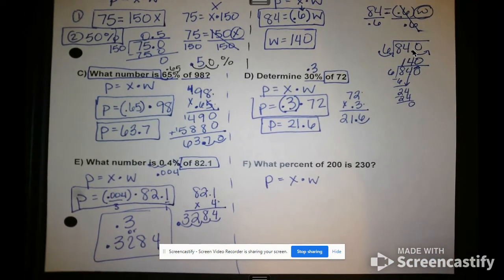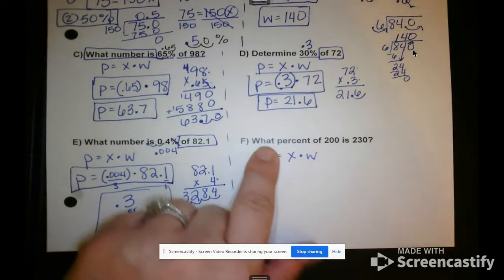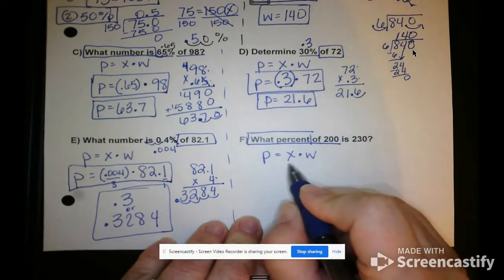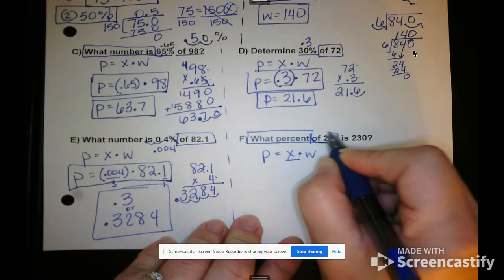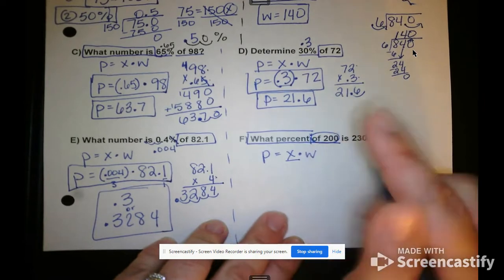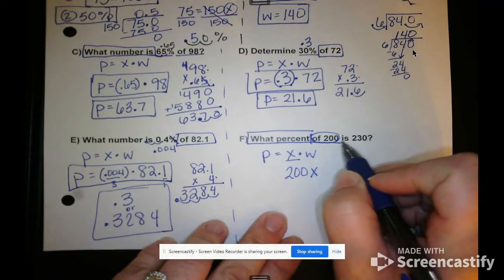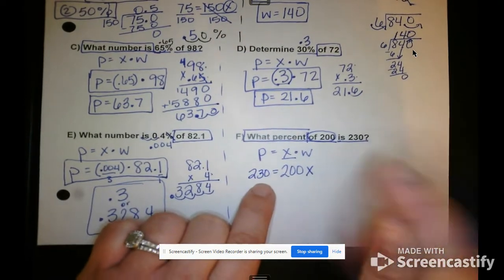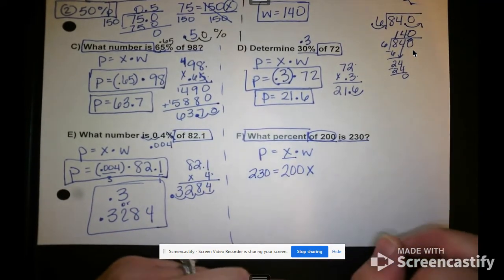Okay, well, think about this. What percent? That tells me I do not have what? The whole? I don't have a percent. I'm missing the X. Of 200. "Of" is the what? The whole. So I have 200 and X because I'm missing my percent. So is 230.